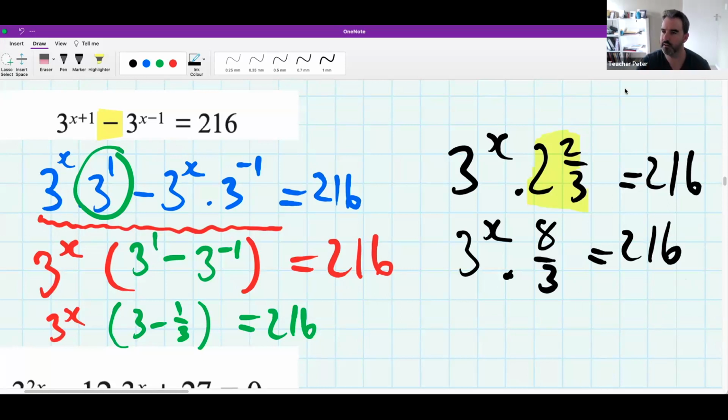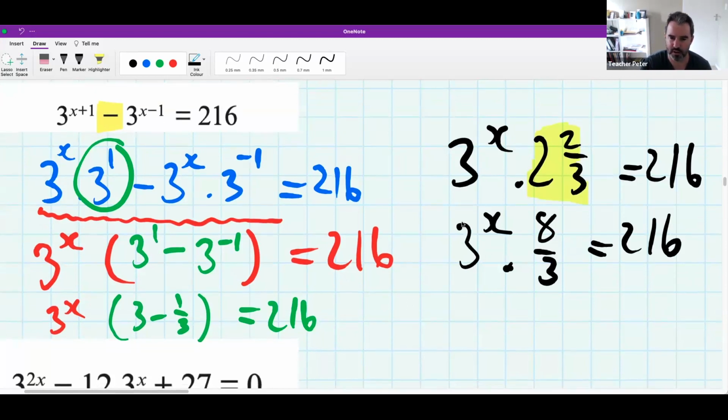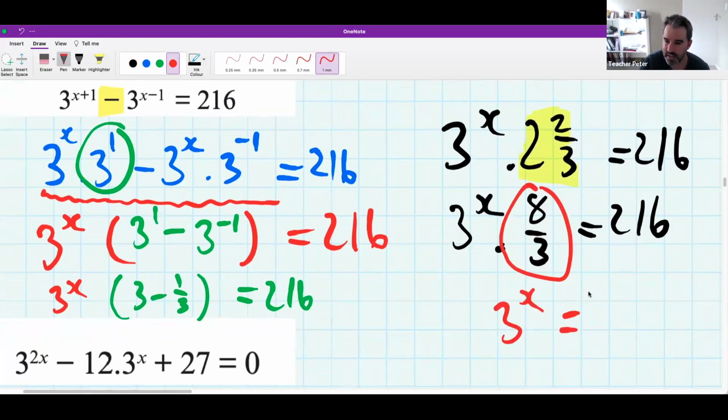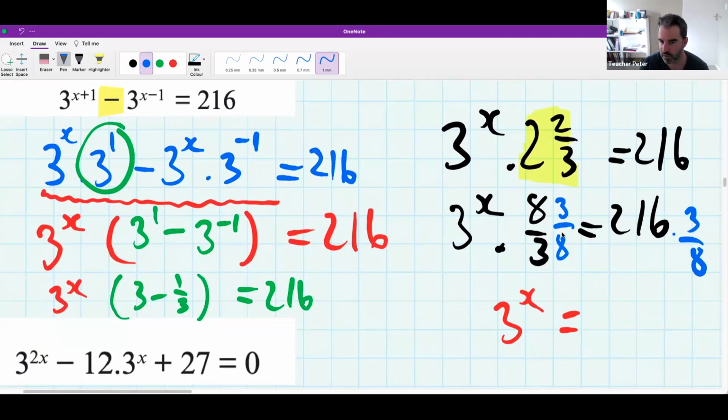Okay, welcome, Atlichan. I see you are joining us. Welcome. Okay, what is our next step going to be? So our next step is going to be to bring this 8 over 3 to the other side. And you know what, I'm actually just going to multiply by the opposite of this, which would be 3 over 8. Because if I multiply by that, I'm left with just my 3 to the x.